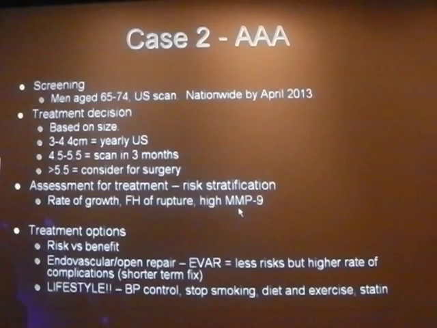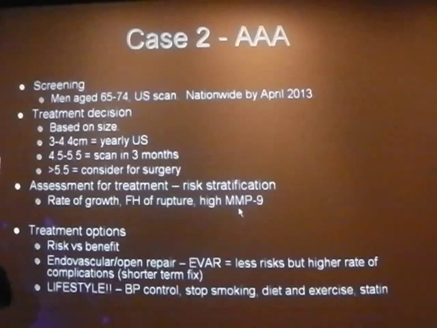Again, as I said, risk versus benefit. So there are 2 ways that you can repair it, the endovascular or the open. As a general rule, if the patient asks, you don't really need to go into it in too much detail because that's the vascular surgeon's job. But EVAR as a general rule has less risk, but a higher rate of complications, especially longer term complications. So in somebody that's younger, you generally want an open repair because that will last longer.